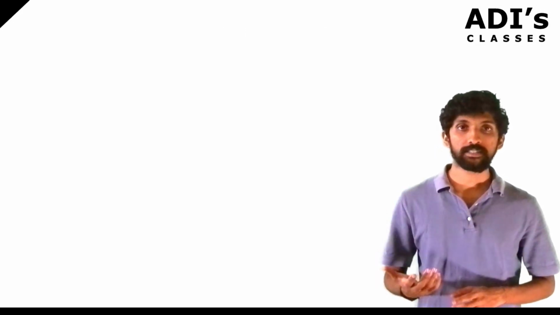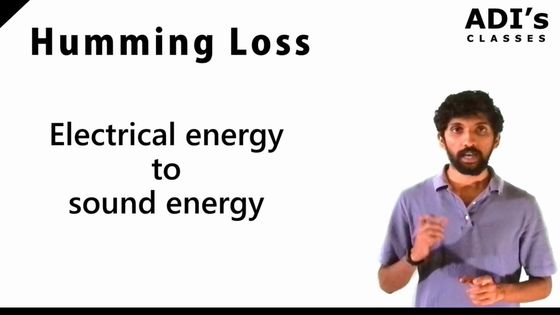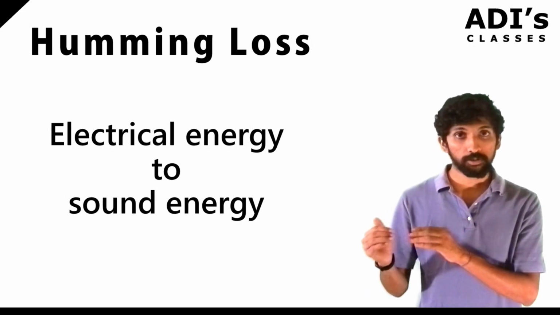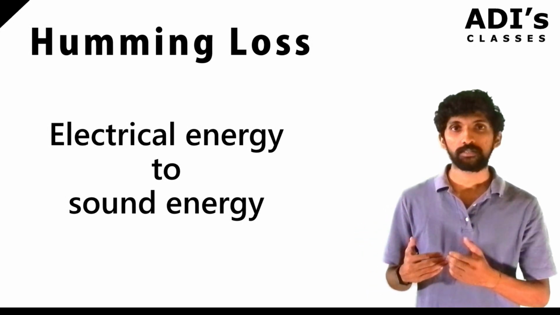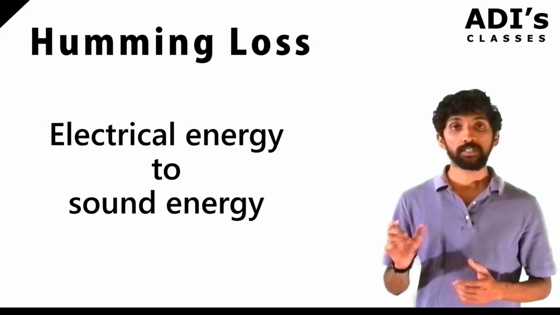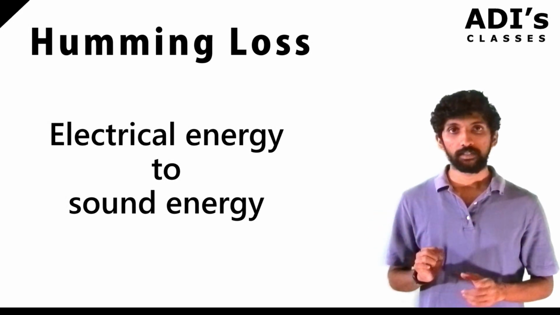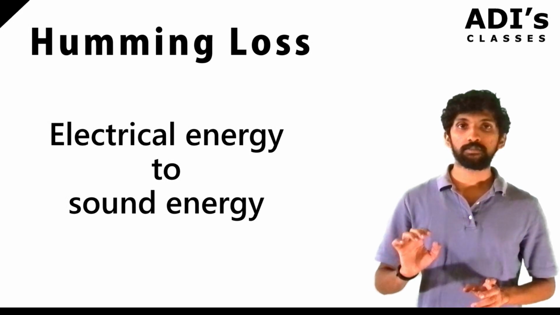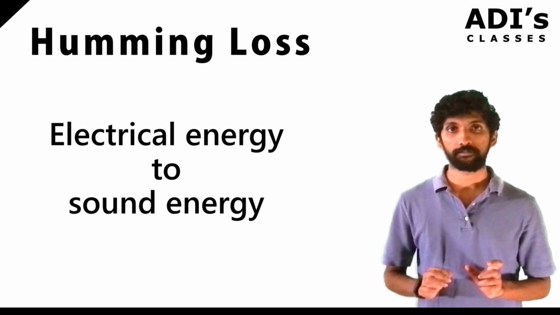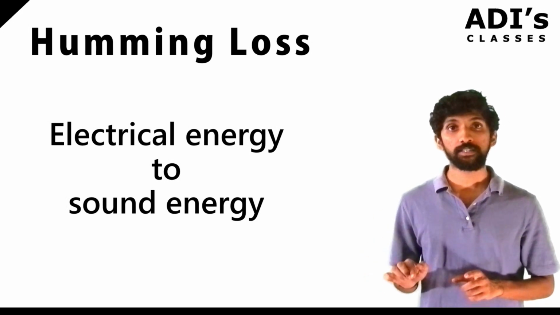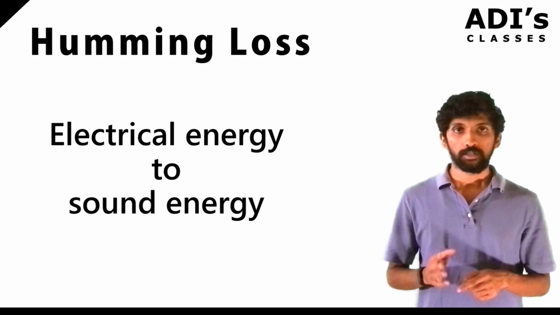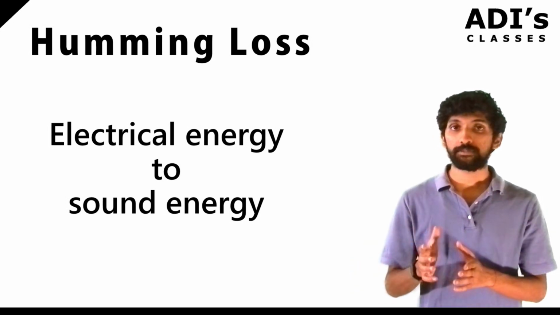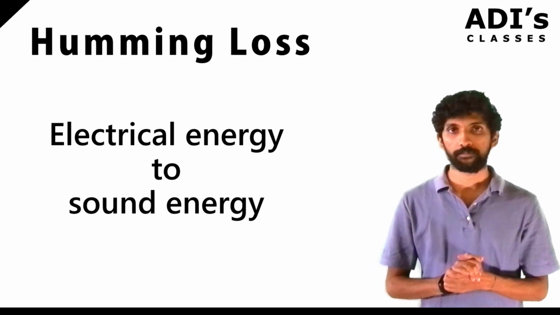Alright, and the last is humming loss. See, suppose you are walking just past a transformer, you will hear some humming, correct? That is basically humming loss, meaning the instrument will start vibrating. So here electrical energy is converted to sound energy. So again, this is also one of the losses. These are the different types of energy losses in a transformer.